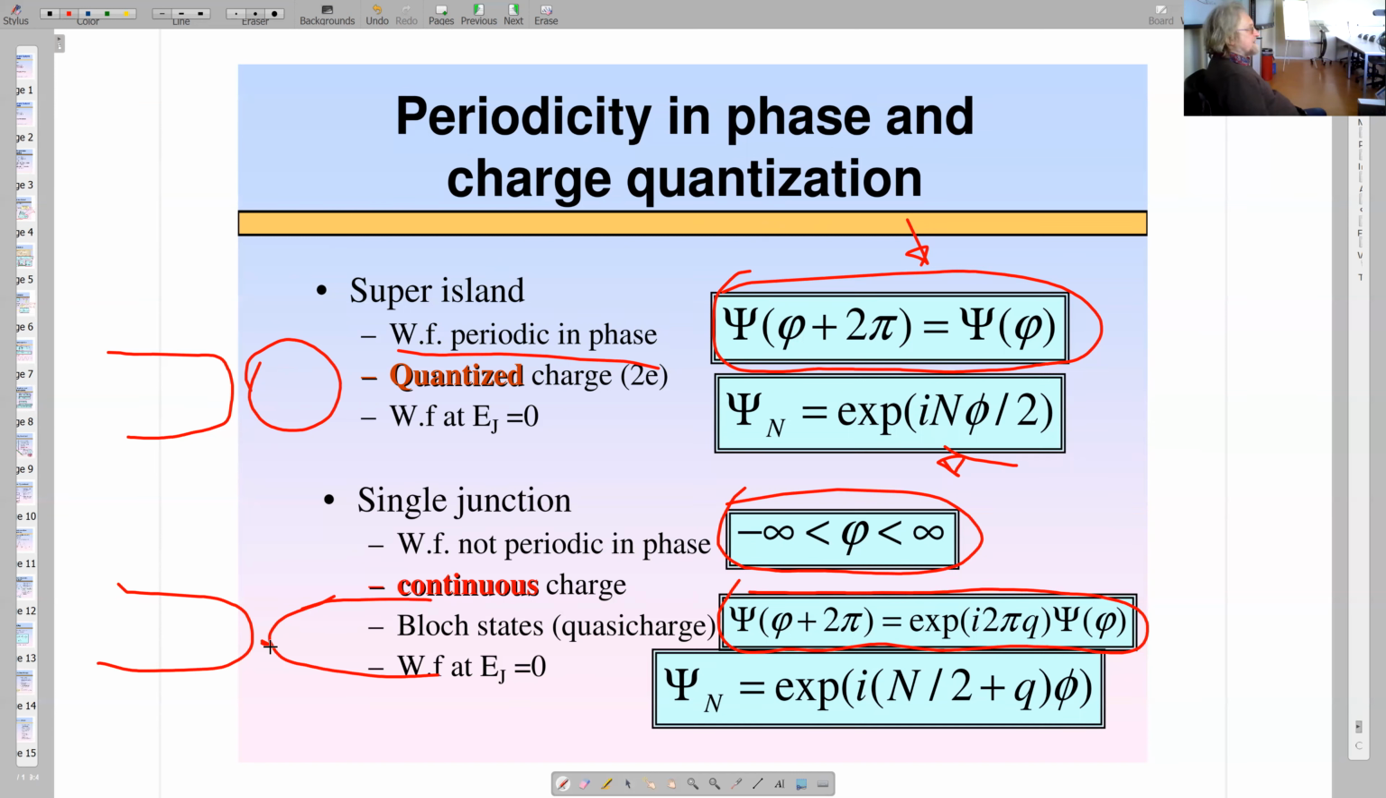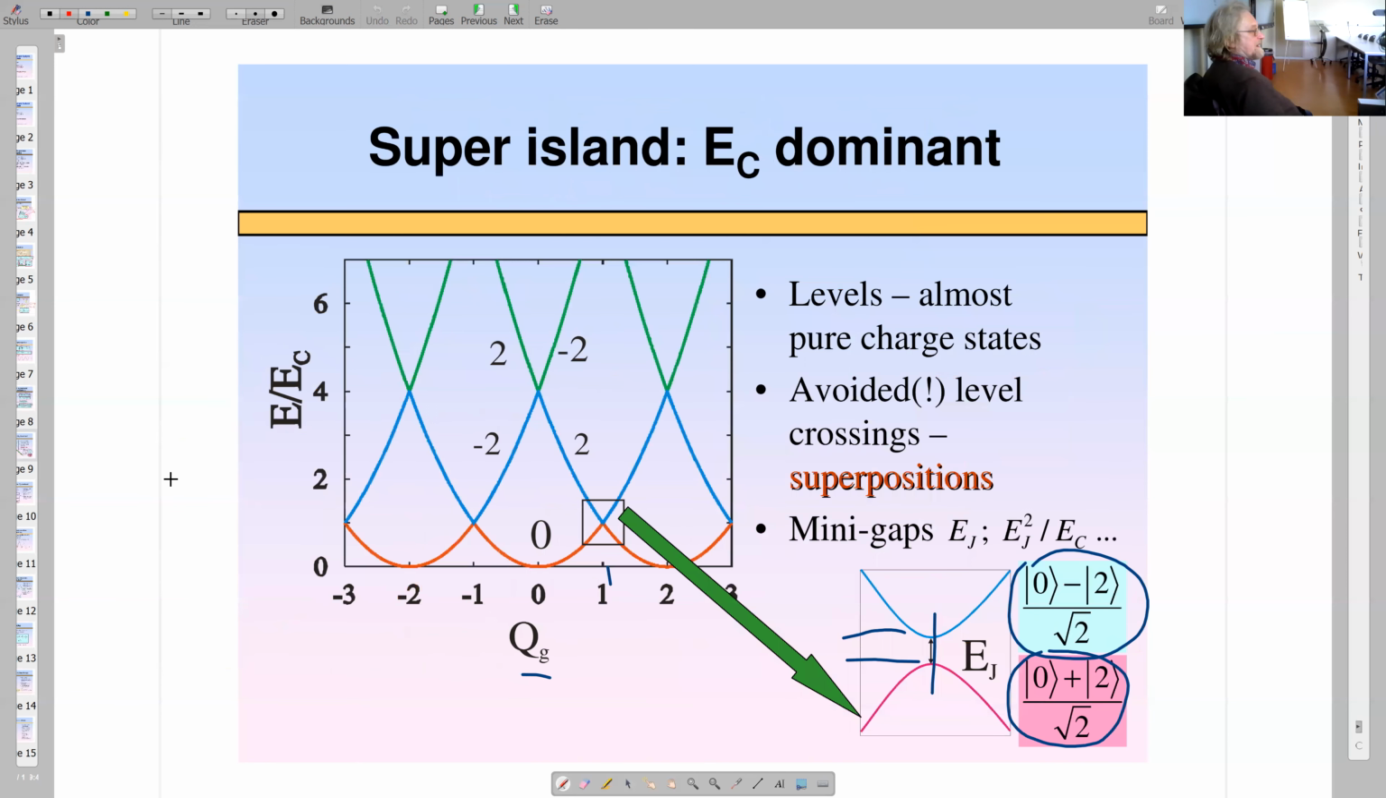Okay, we have sorted this out. Let me concentrate on the island, and let me outline two limits to understand more about the resulting spectrum.